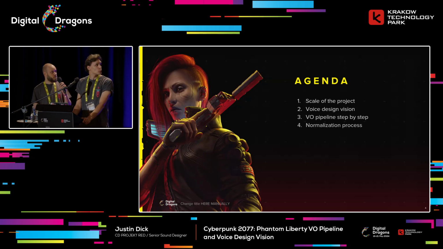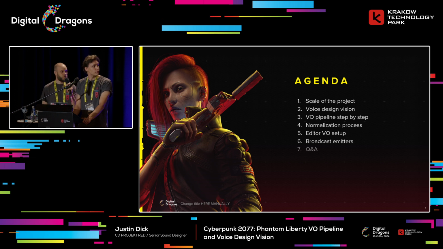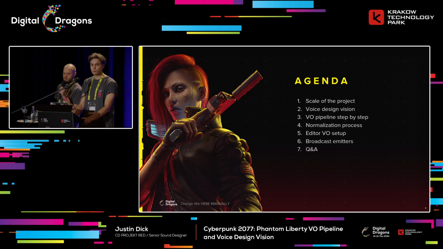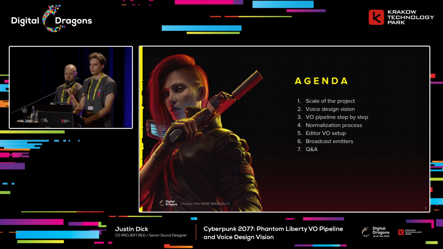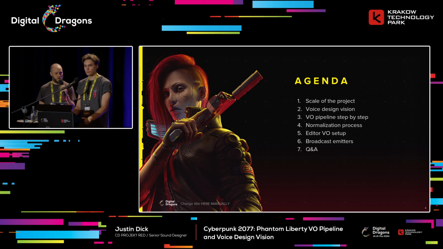This is what we're showing today. First of all, we'll touch quickly on the scale of Phantom Liberty from a VO perspective. We'll move on from there to our voice design vision for the project, primarily focusing on one character. We'll then move from there, and Patryk will take over and talk about our VO pipeline in a number of step-by-step processes through the whole pipeline to deliver it into the engine, into the game. And we'll talk about a number of pieces of tech that we use to do that, including our normalization, red engine editor, and broadcast emitters. And then finally, at the end, if we have some time, we'll have some Q&A.